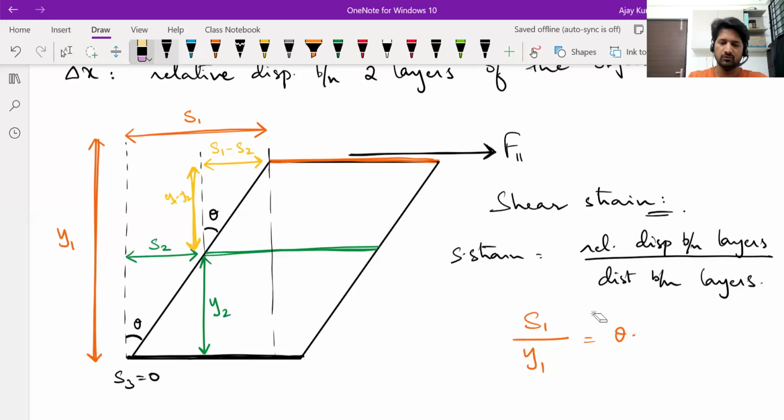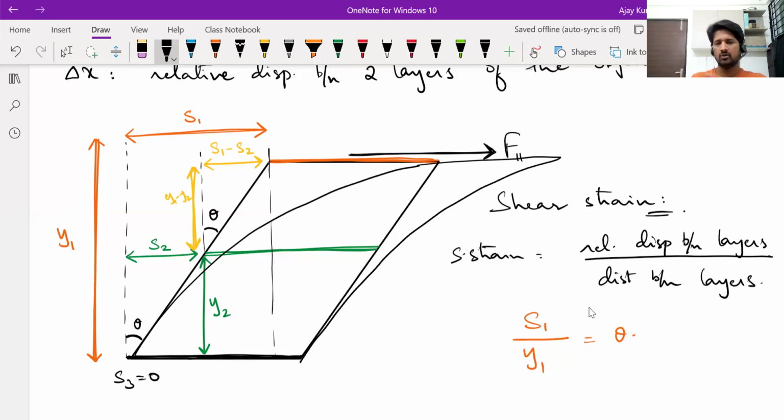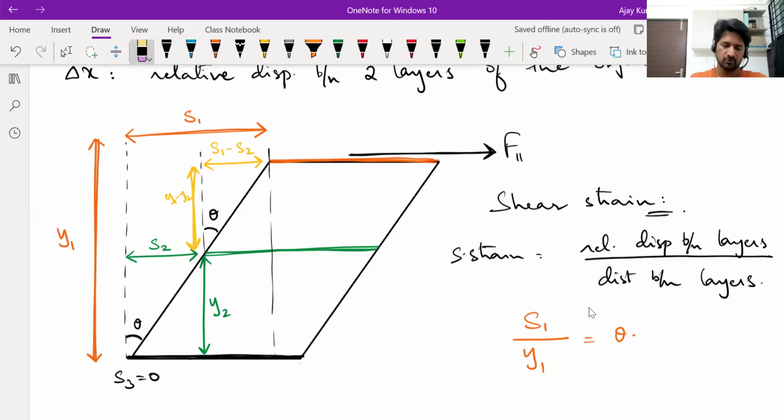In a real case, who is to say that it will definitely deform like this? It may even deform like this. Who knows? But in your syllabus, you don't have such complicated cases. You only have these cases where the edge remains straight. So if you want to calculate shear strain, the deformation that is produced, you take any two layers of the object whose displacements you know. And then their relative displacement divided by the distance between them will give you the shear strain.